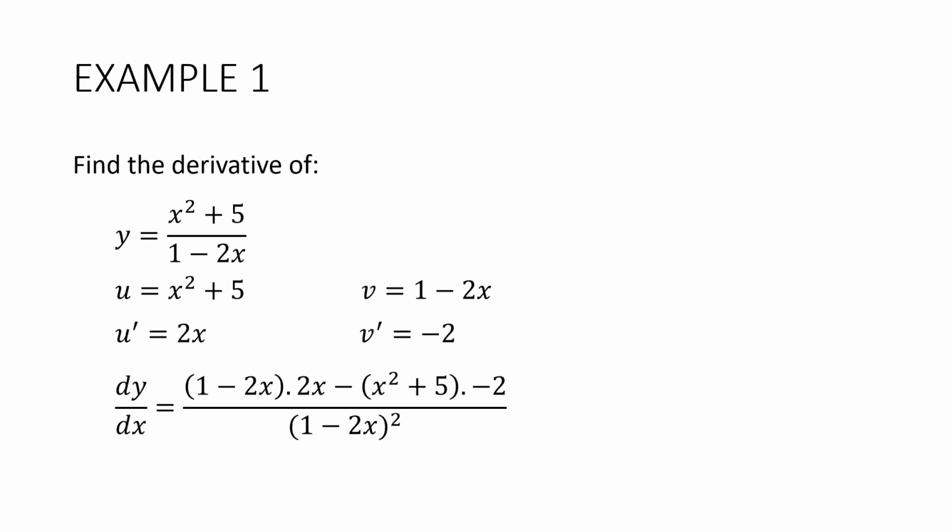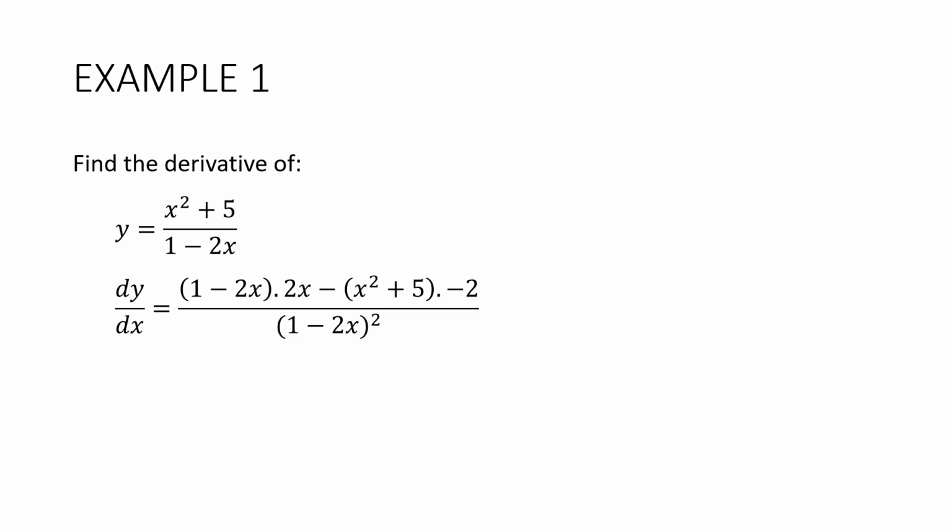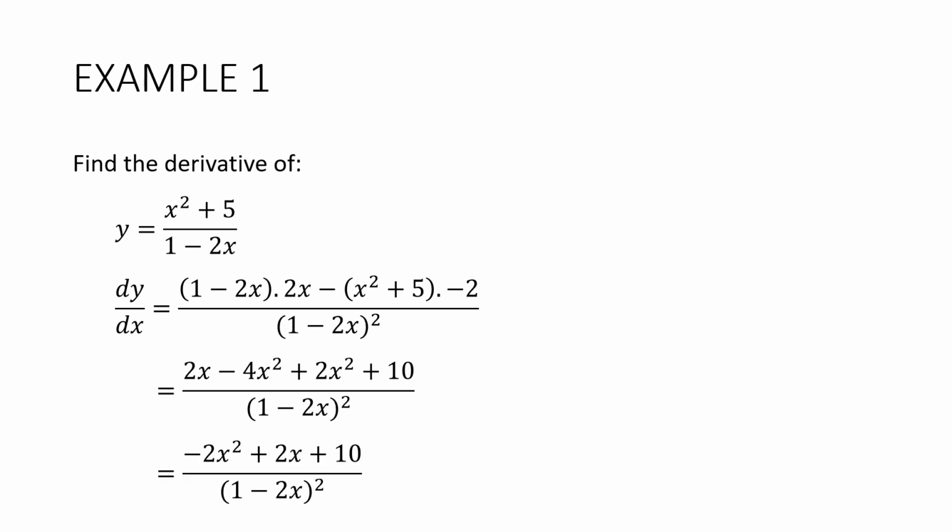So it is going to be v, make sure you put that in brackets, it's got two terms, multiplied by u dashed minus u multiplied by v dashed all over v squared. And all we're going to do here is tidy up the numerator. We're not going to expand the denominator. And by expanding, we get 2x minus 4x squared plus 2x squared plus 10 on the numerator. And collecting like terms, we end up with negative 2x squared plus 2x plus 10 all over 1 minus 2x all squared.